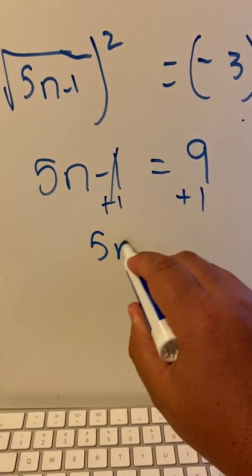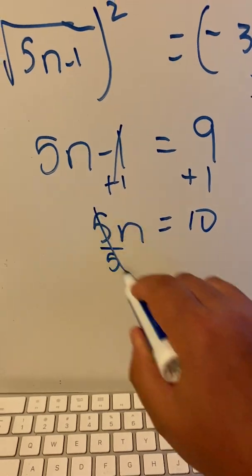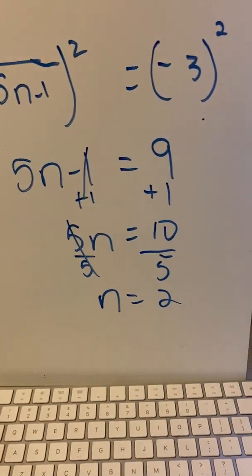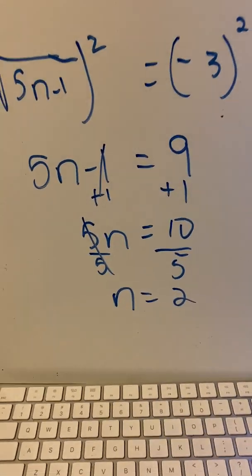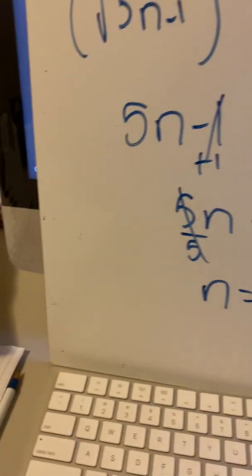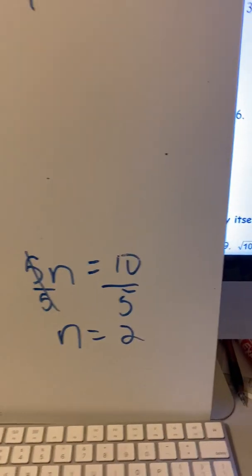So 5n is equal to 10, divided by 5, and n equals 2. All right, n equals 2 is what we come up with as the solution for this problem, which just so happens to be some of the answers down at the bottom. Now, let's go from here. You have to test it.